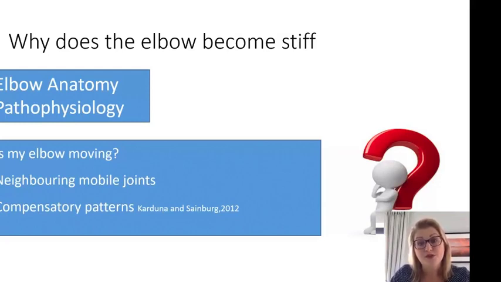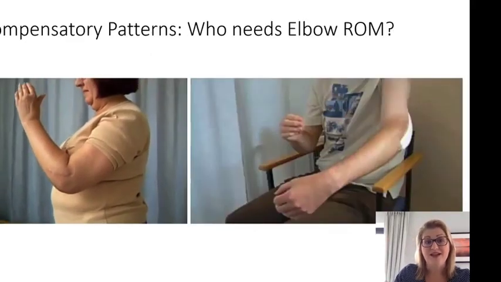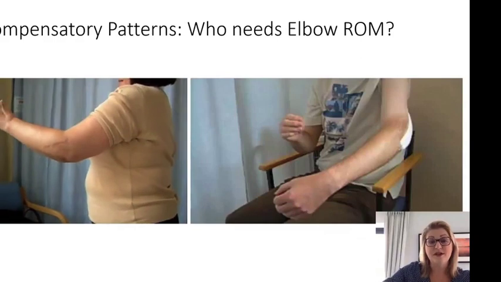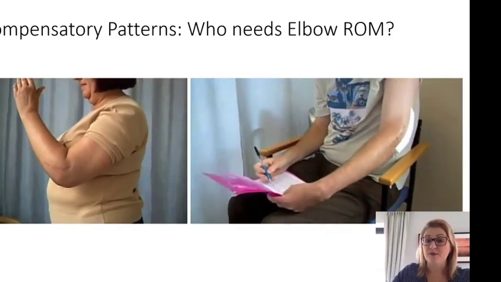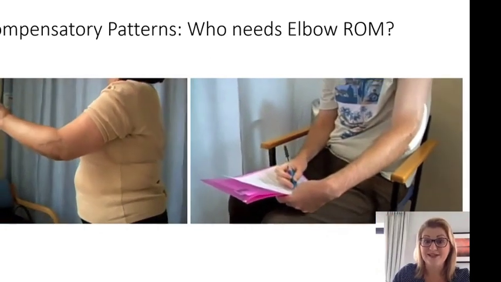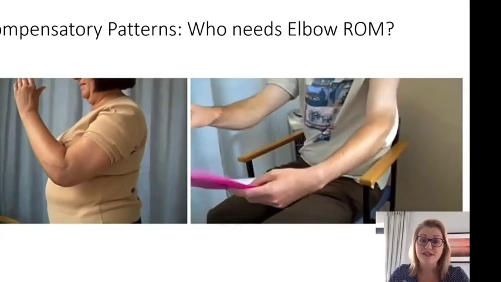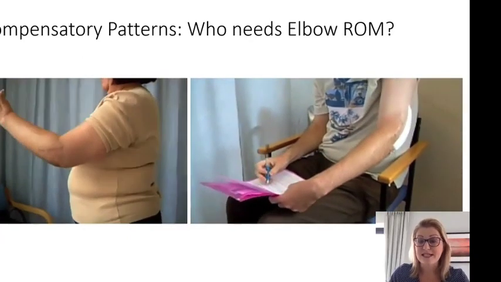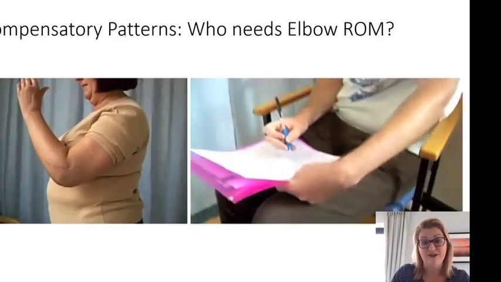So to do that, it usually compensates at the shoulder, in that if you reach forwards, you'll see that shoulder come forwards as the patient reaches. Or if the elbow doesn't flex, the wrist will flex to try and compensate for that. So often as these patterns set in, the patients continue to use them unknowingly, because their hand is still getting to where it needs to be.